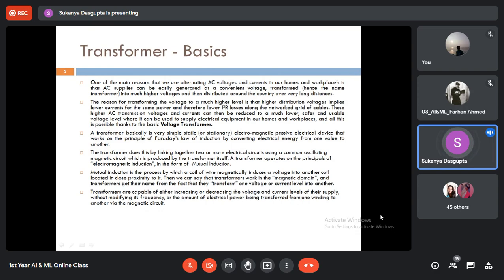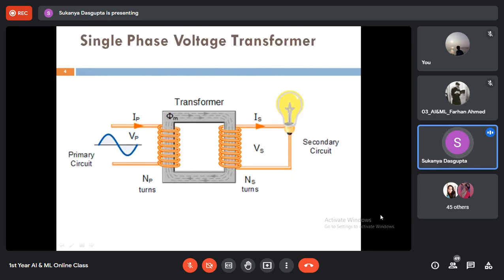And also the transformers are capable of either increasing or decreasing the voltage and current levels that I have said earlier, without modifying its frequency or the amount of electrical power being transformed from one winding to another via the magnetic circuit. That means when the current is getting transferred from one electrical circuit to another, in between the two electrical circuits there is only the magnetic coupling, a common magnetic field, there is no electrical connection between the two windings, as you can see from the diagram, right?